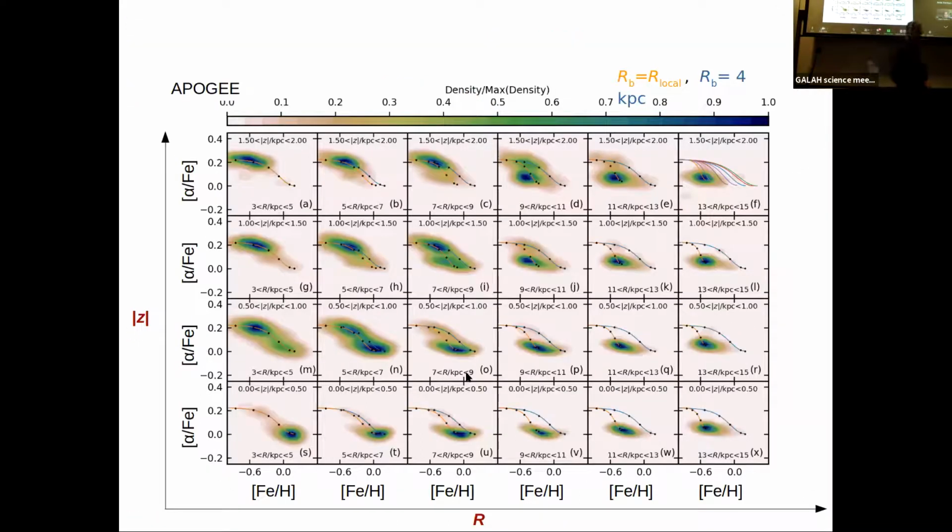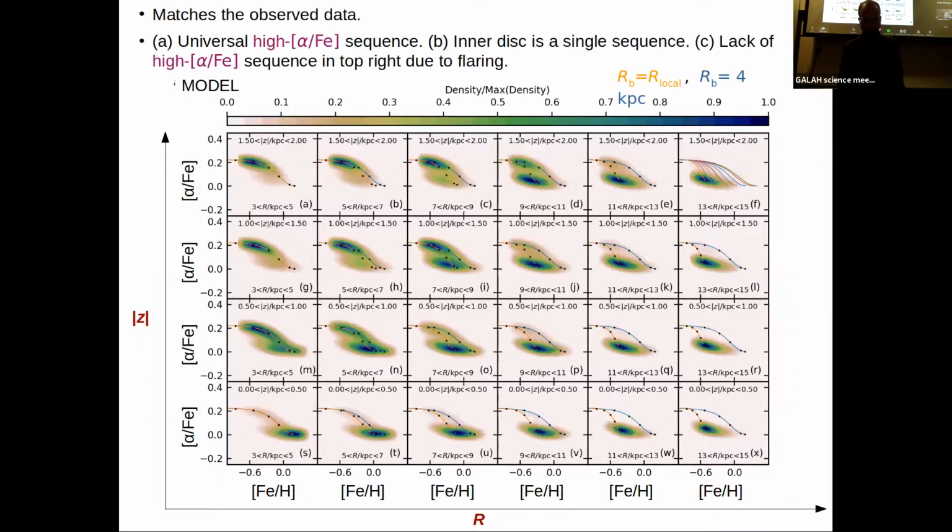Now, this is the APOGEE data. Now I will show the model predictions for all the stars in the R-Z plane. I'll flick a few times just to see how well the model is doing in predicting the data. Some details are not perfectly matched, but overall, the basic features are very well reproduced by the model.